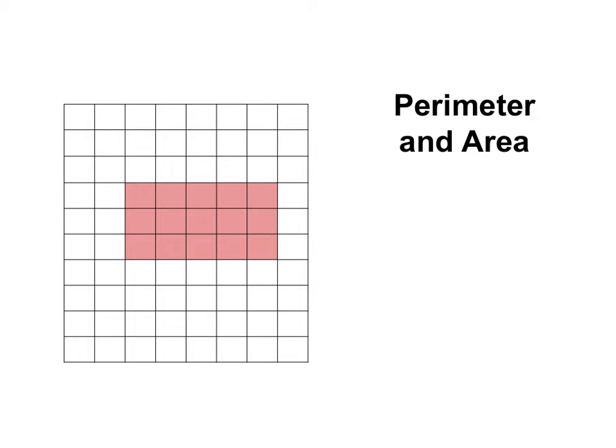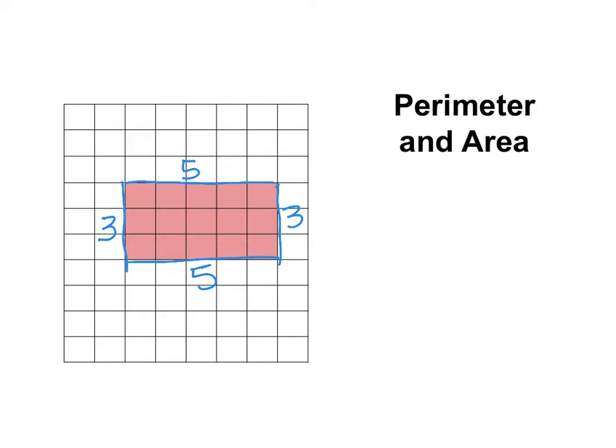If you look at this rectangle here that's shaded in and look along the top, how many units is that? You should have said 5. And along the bottom, opposite that, is also 5. Our sides are 3. So using the formula for perimeter, how would you figure the perimeter for this?